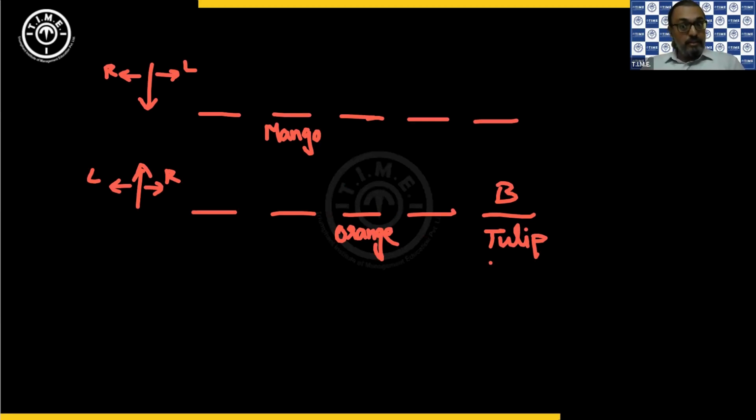So I'm going to repeat that. B likes tulip and sits second to the right of the person who likes orange. And the person who likes orange is sitting opposite the person who is to the immediate left of the person who likes mango. And the person who likes mango does not sit at an end. Okay, that is the information.